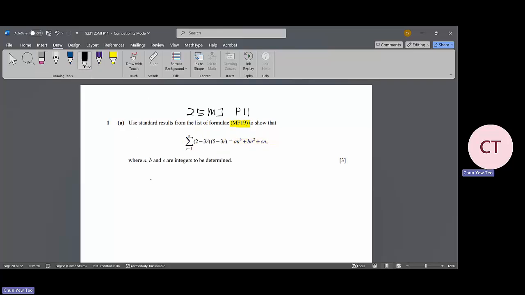Okay, so what we need to do over here is just to expand the expressions inside the series, 5 minus 3r. So if you expand them, you will get this as 10 minus 21r plus 9r squared. Okay, so over here, you just need to use the formula booklet, split them one by one. This one, you get this as n plus 1 over 2.